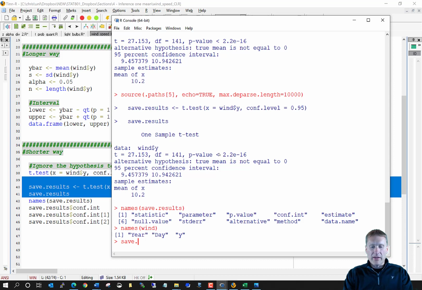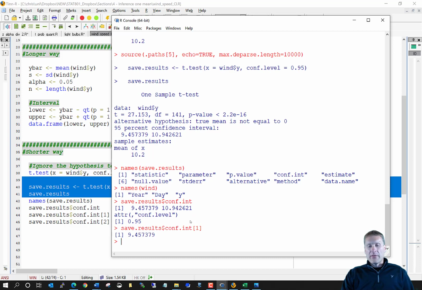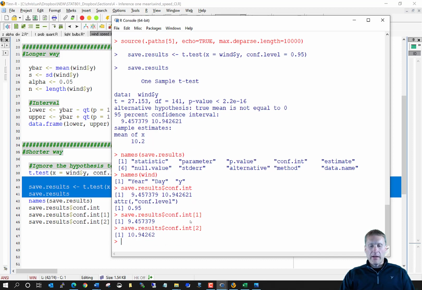So for example, if I say save.results$conf.int, hey, there's my confidence interval. This will be useful for us when we want to do some additional calculations with these kinds of results, but I just wanted to show it to you now. Note that what comes back to you in terms of conf.int is actually a vector. So if I just want the first element of that vector, I put a 1 there. If I want the second element, I put a 2. Okay.